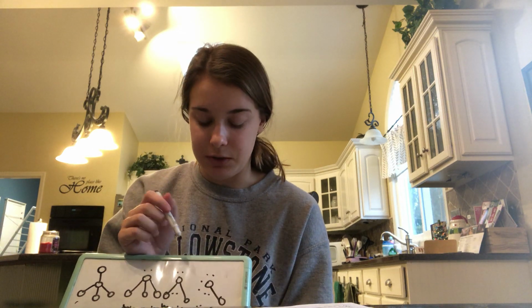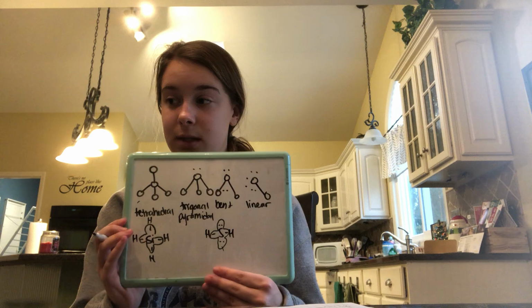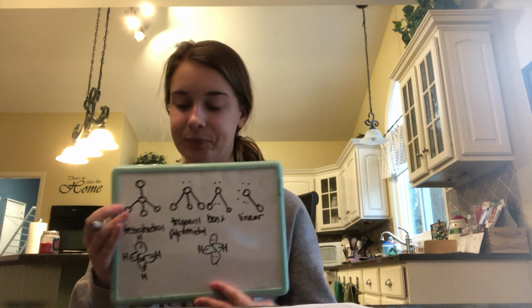And then the last one is called linear, and that is if you have 3 lone pairs of electrons. So you would only have 1 bond and then 1, 2, 3 electron pairs. So that is for 4 electron domains. These are all the possibilities you could have. Next, we're going to move on to if you have 3 electron domains.